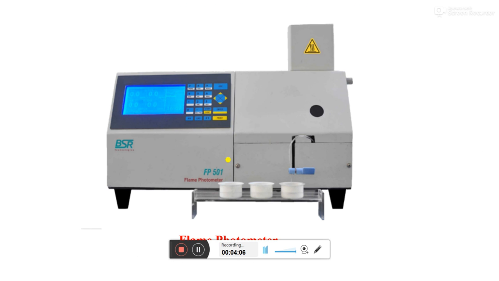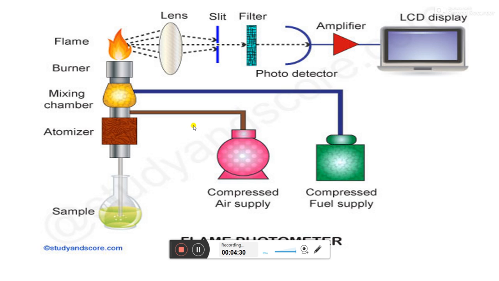So this is the flame photometer. Here is the flame, and from this point we have to feed the sample. Here the readings are seen. Then this is the principle on which the flame photometer works.